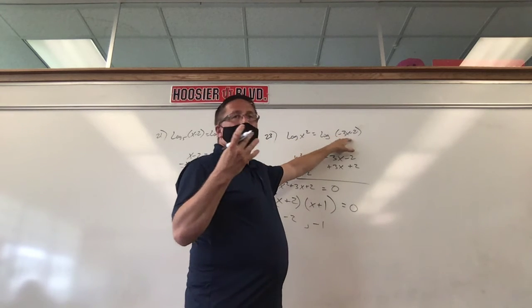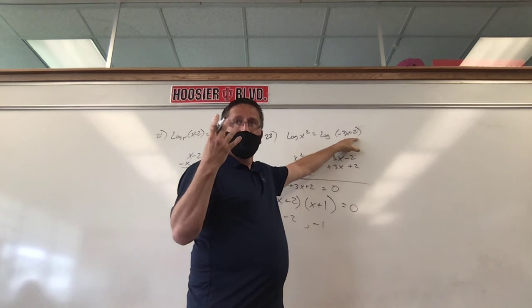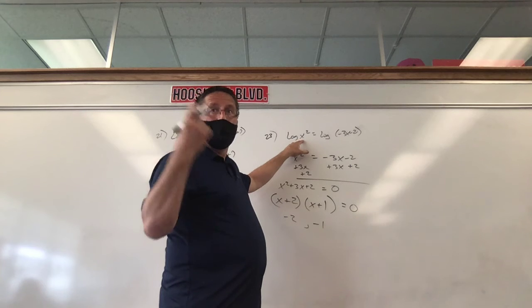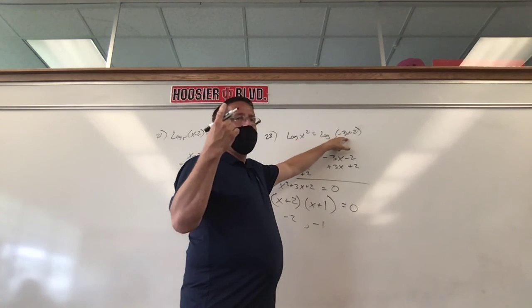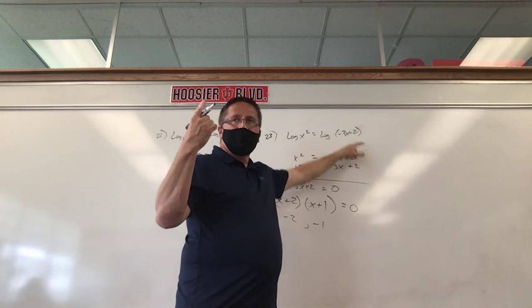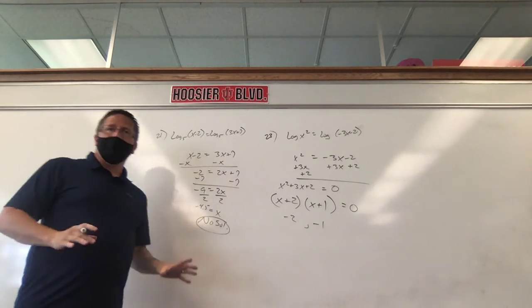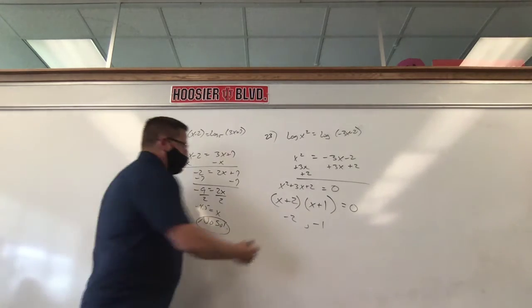Negative 3 times negative 2 is 6. 6 minus 2 is 4. So we're good with negative 2. Let's try negative 1. Negative 1 squared is 1. That's good. Negative 3 times negative 1 is 3. Minus 2 is 1. So which is it? Both. Your answers can be negative, but you can't plug them in and end up with a negative that you're taking the log of.